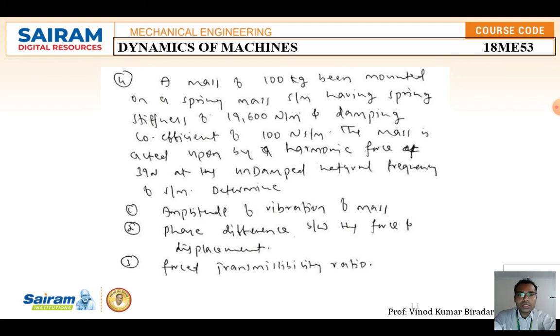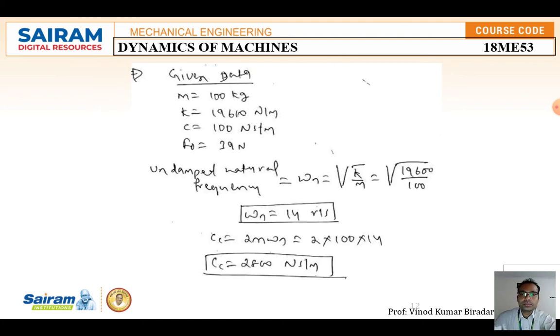They have given a spring-mass-damper system. In that particular system the given data is: mass is 100 kg, k is equal to 19,600, the damping is 100 newton second per meter, and F naught, the force exerted, is 39 newton. Convert everything into standard SI units.